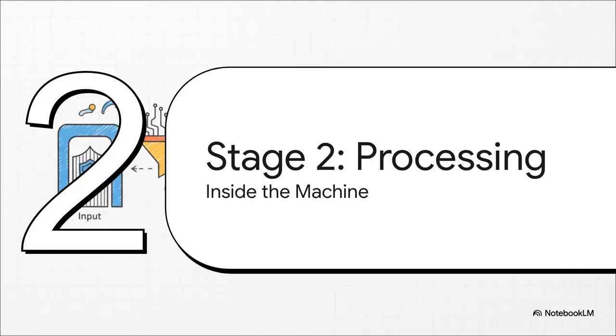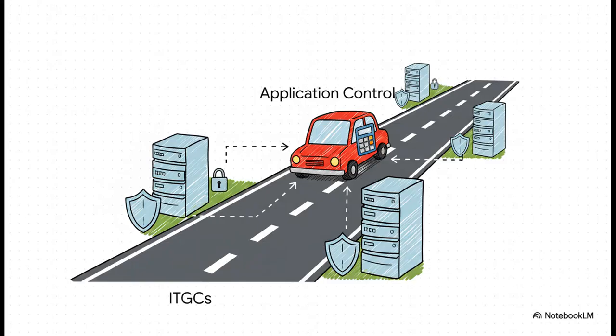Okay, so our valid data has made it past the front gate. Awesome. But its journey is far from over. Now it's inside the system, and a whole different set of controls, we call them processing controls, take over to make sure it gets calculated, sorted, and combined exactly right. Now that our data is on the inside, we need to make a really quick but important distinction.